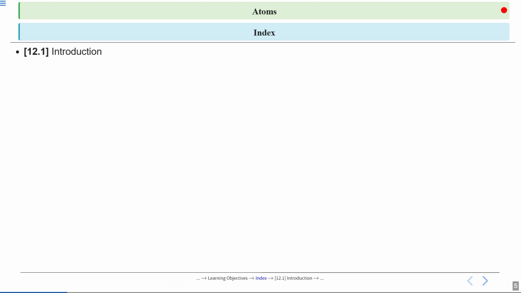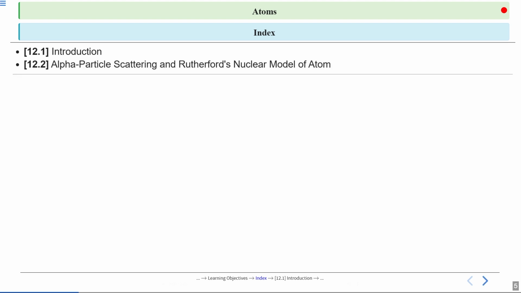So this is our index according to NCERT. The topics that we are going to cover today are NCERT section 12.1 introduction, and then NCERT section 12.2 alpha particle scattering and Rutherford nuclear model of atom.